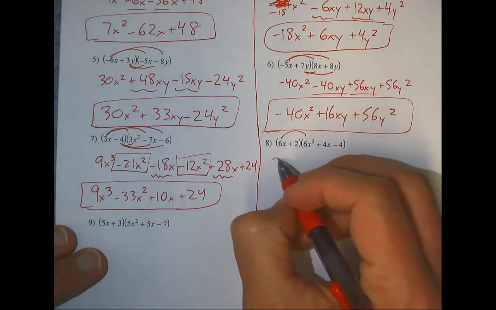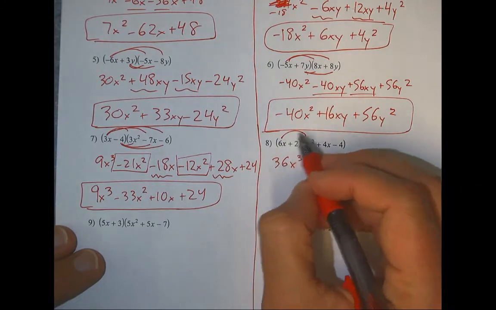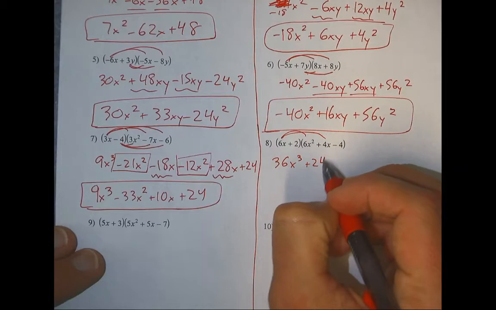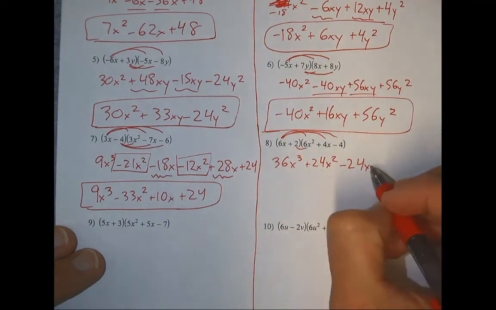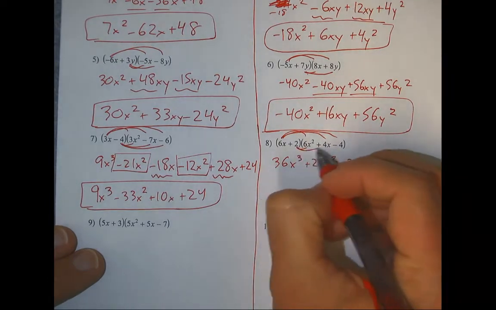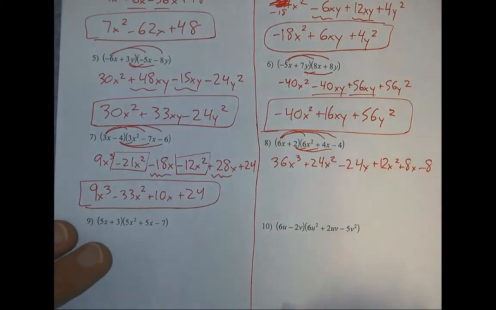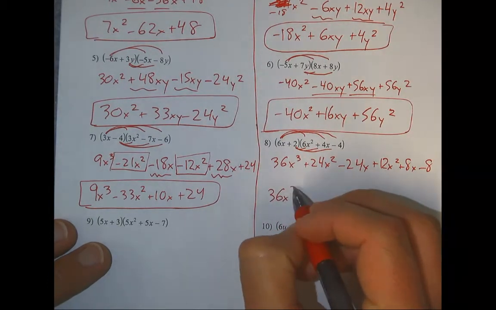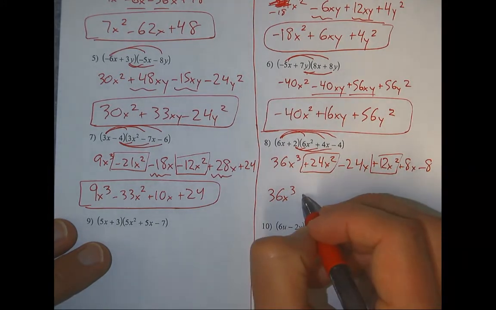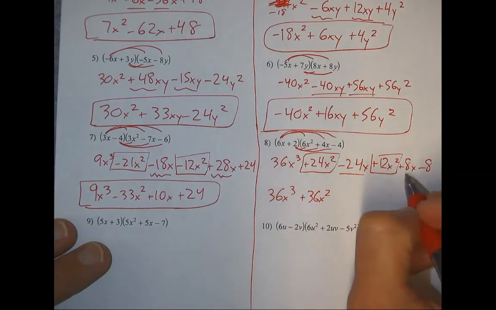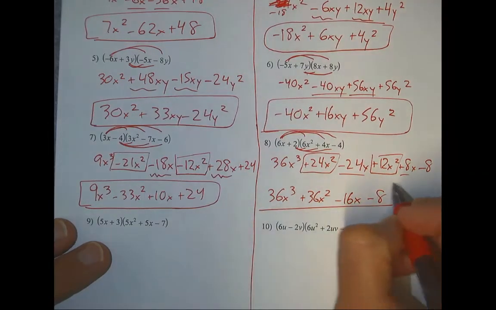Okay, number 8. 36x to the third, 24x squared, negative 24x, 12x squared, 8x, negative 8. All right, so we're going to keep the 36x to the third. I've got an x squared and an x squared. Those go together. That's a 36x squared. Regular x is negative 24 and 8. That's negative 16x minus 8 tags along.